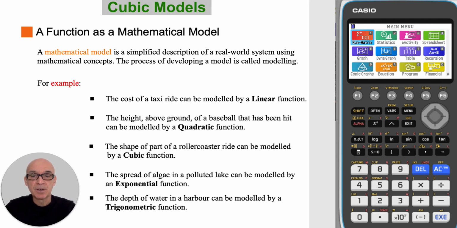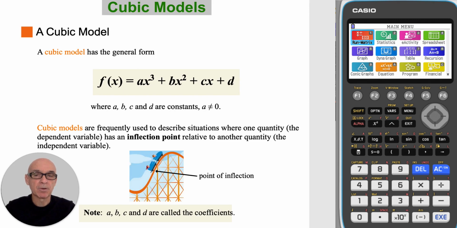For example, the shape of part of a roller coaster ride can be modeled by a cubic function. A cubic model has the general form shown here, where a, b, c, and d are constants, called the coefficients. Cubic models are frequently used to describe situations where one quantity, the dependent variable, has an inflection point relative to another quantity, the independent variable.